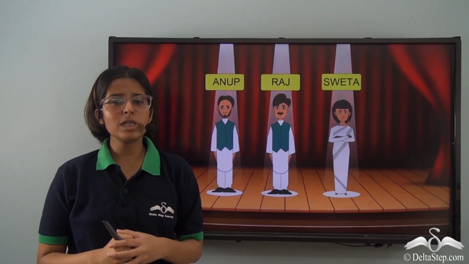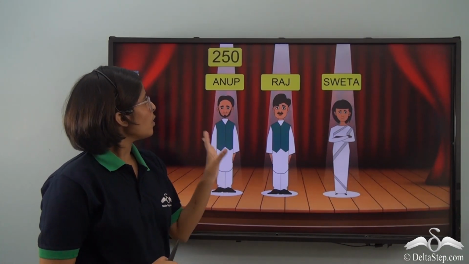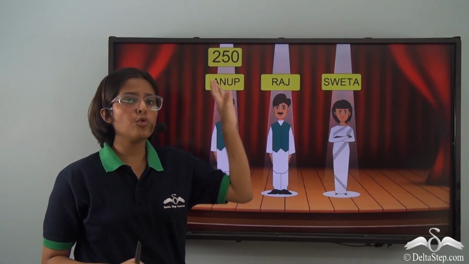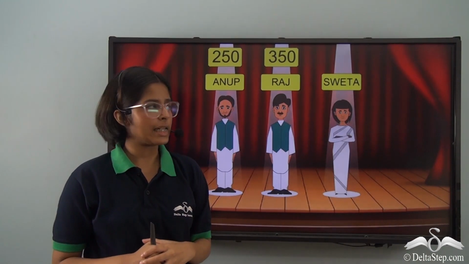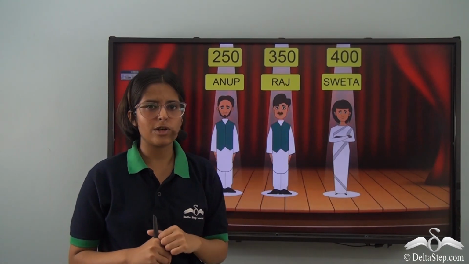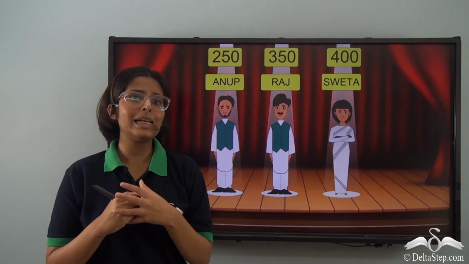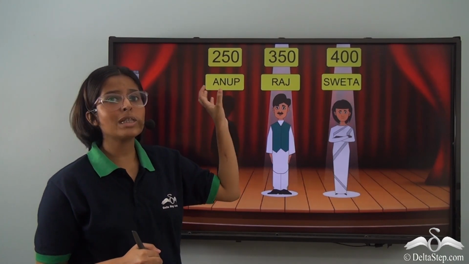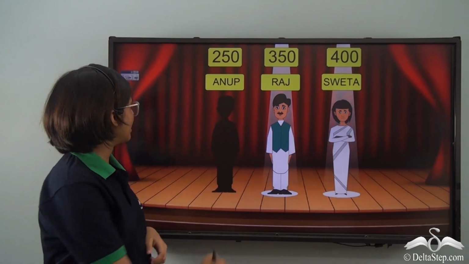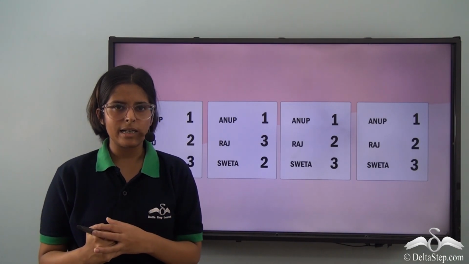First preference votes means those candidates who have been ranked 1. So Anup has been ranked 1 by 250 electors. Raj has been ranked 1 by 350 electors and Shweta by 400 electors. Now as we can see, none of them have fulfilled the electoral quota. So the person who has got the least number of votes, Anup, will be getting eliminated. So Anup here is the eliminated candidate.